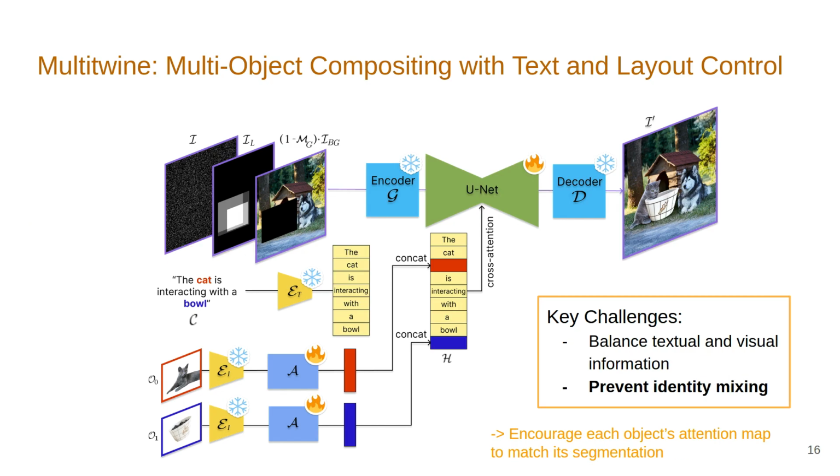For the second challenge, we focused on the object's attention maps and encouraged them to match their corresponding segmentation maps by introducing some training losses and also adding an attention masking step at inference time.